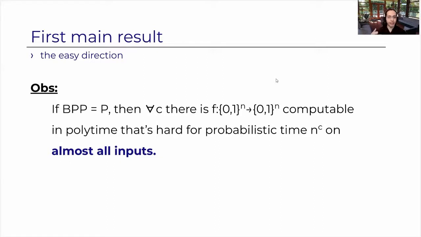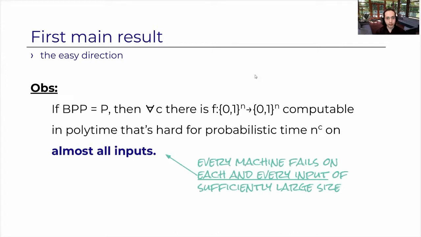And the statement looks deceivingly simple, but the thing is that almost all inputs is a new notion. And it is a very strong notion. It means that every probabilistic machine running in time n to the C fails on each and every input of sufficiently large size. So notice, I'm not talking about every input length or something like that. I'm saying that each machine fails basically on all but finitely many inputs. So from a certain input length and onwards, the machine fails everywhere, no matter the input. And this looks like a crazy strong lower bound, but it's necessary for BPP equals P. This is the contents of the observation.